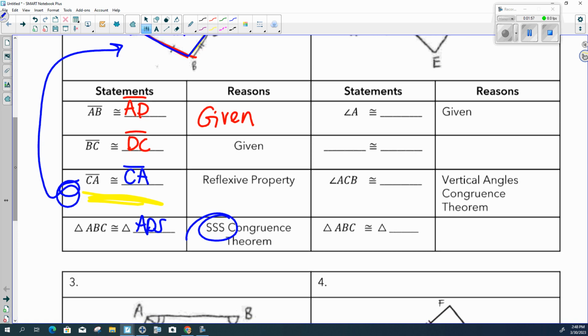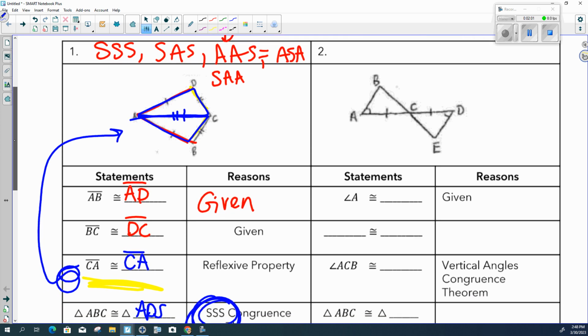Moving forward, you have to write these yourself, and there's 4 options. So maybe put those at the top of your paper.